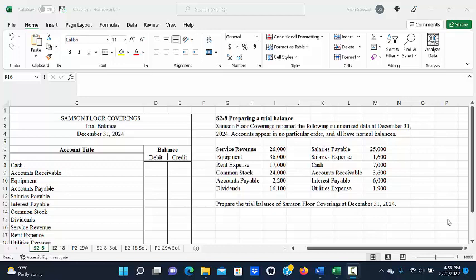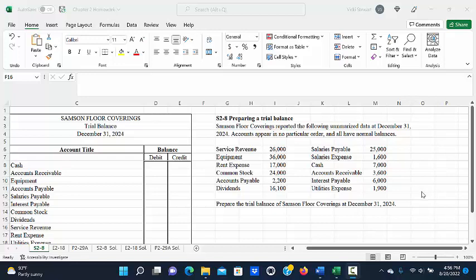This is a demonstration of problem S2A, preparing a trial balance. Samson Floor Coverings reported the following summarized data at December 31st, 2024. The accounts appear in no particular order and all have normal balances. And the problem asks us to prepare the trial balance of Samson Floor Coverings at December 31st, 2024.